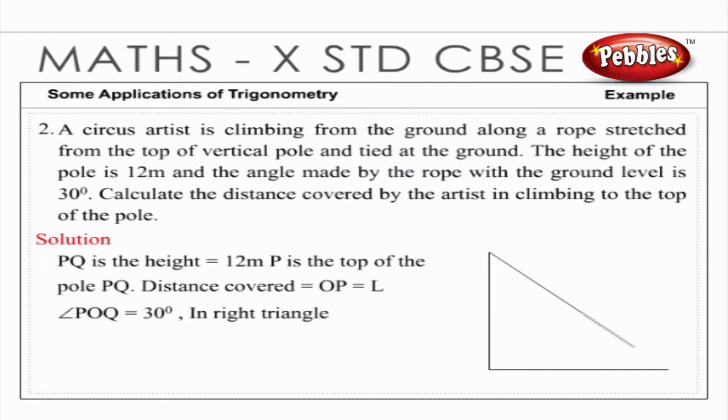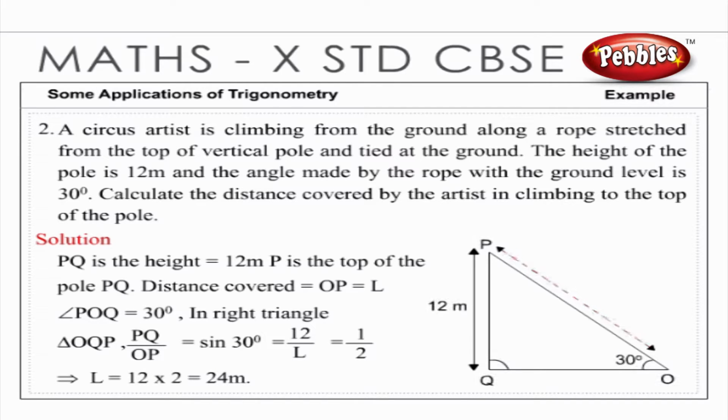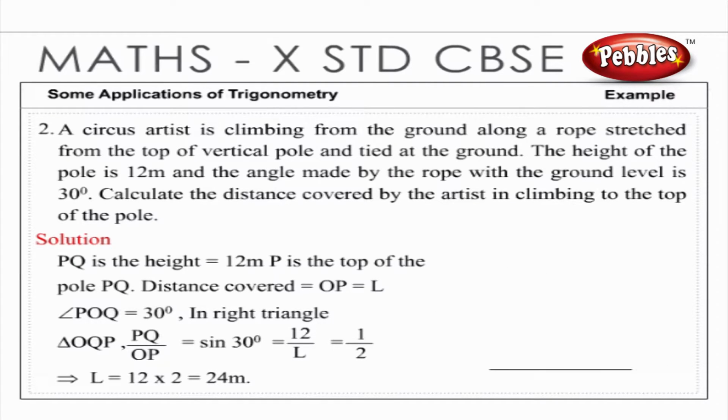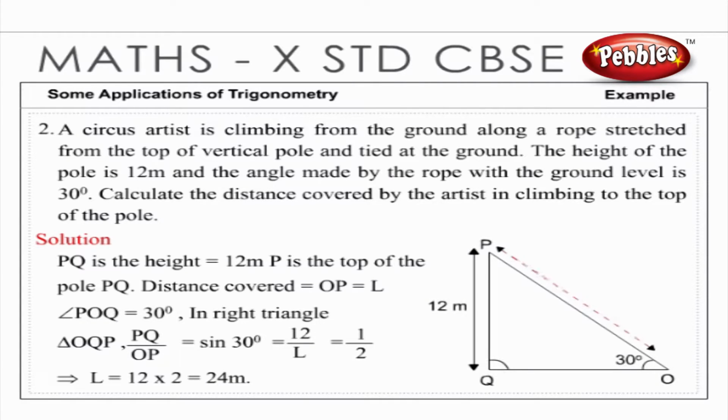Solution. We are given that the height of the pole is 12 meter, that is PQ is equal to 12 meter. P is the top of the pole PQ and distance covered OP is equal to l. We are also given that angle POQ is equal to 30 degree. In right triangle OQP, PQ by OP is equal to sin 30 degree. That is, 12 by l is equal to 1 by 2, implies l is equal to 12 into 2, which is equal to 24 meter. The distance covered by the artist in climbing to the top of the pole is 24 meters.